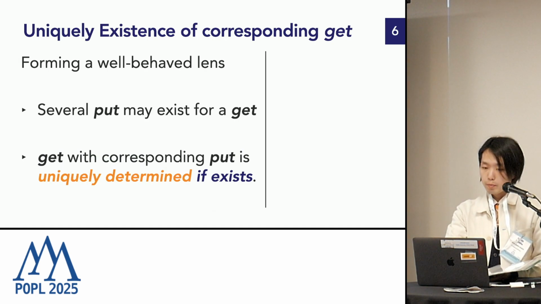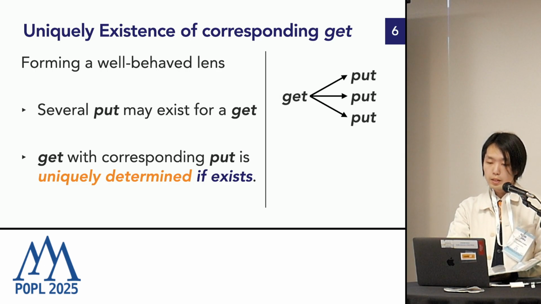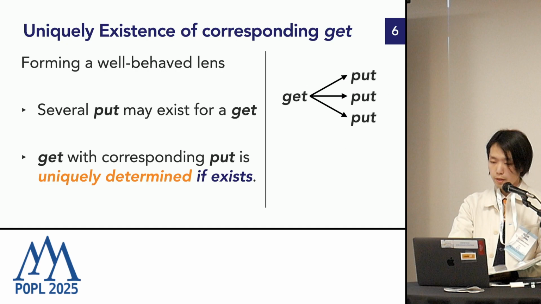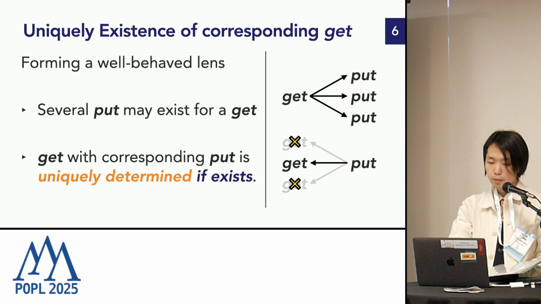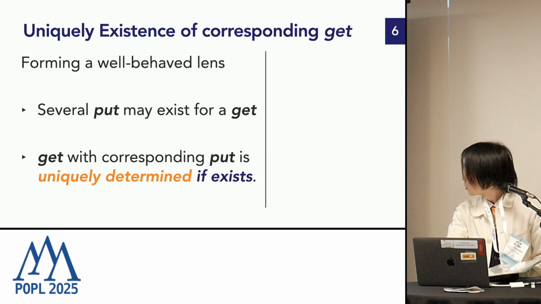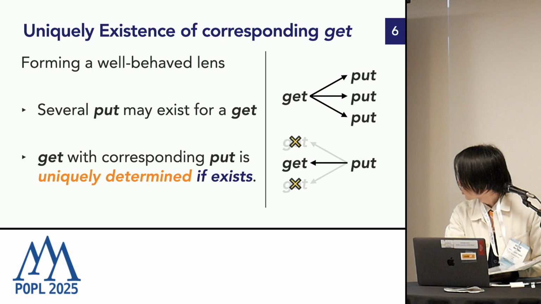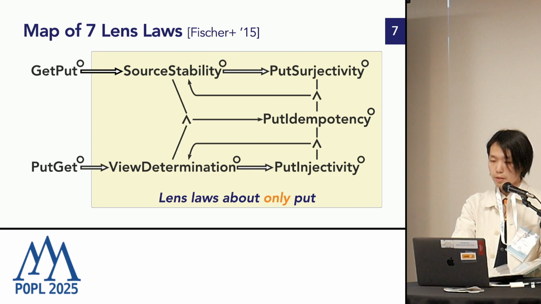There's an interesting property about well-behaved lenses. Several put functions may exist for the get function, forming a well-behaved lens. But it is known that the get function that forms a well-behaved lens with the corresponding put is uniquely determined if it exists. This is an important property in our study. So let's move on to the characterization of the well-behaved lens.